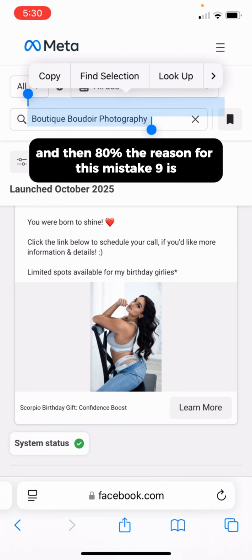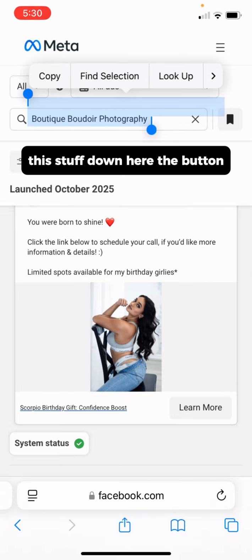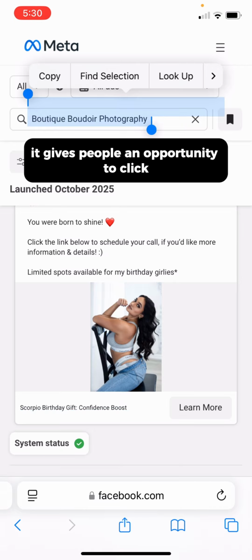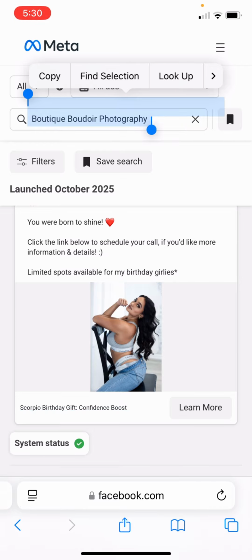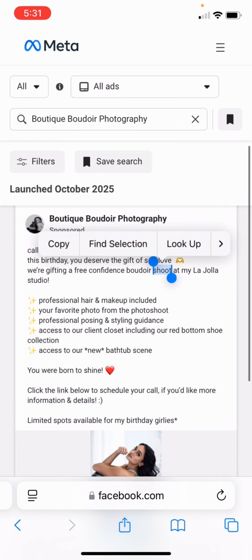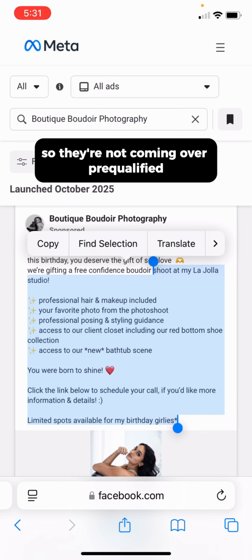And then 80% of the reason for this mistake 9 is this stuff down here, the button, the below creative headline, the words. It gives people an opportunity to click and go to the next page without clicking See More and reading the rest of the ad. So they're not coming over pre-qualified.